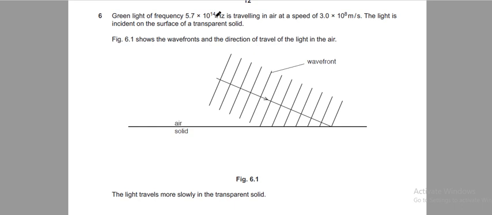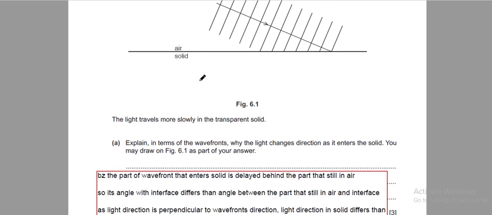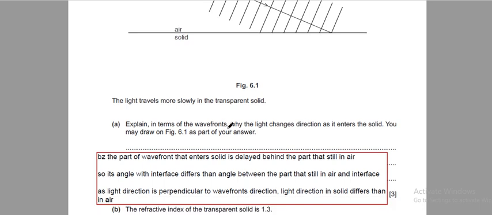Green light of frequency 5.7 times 10 to the power 14 hertz is traveling in air at the speed of light in air or vacuum. Light is incident on the surface of a transparent solid, and the figure shows the wavefront and the direction of travel. Light travels more slowly in the transparent solid. Explain, in terms of the wavefront, why light changes direction as it enters the solid. You may draw on figure 6.1.